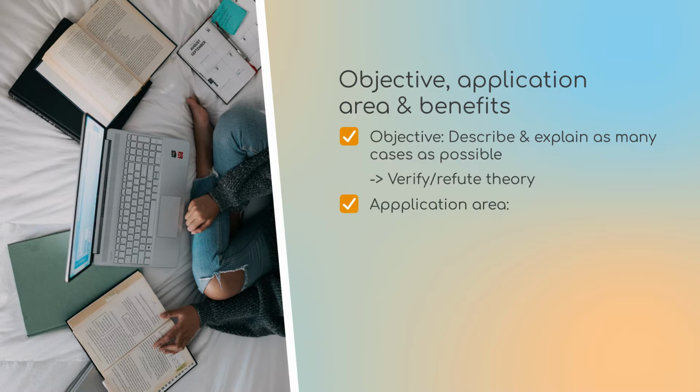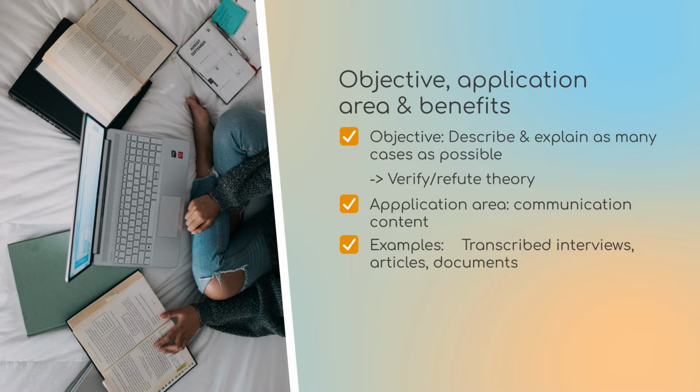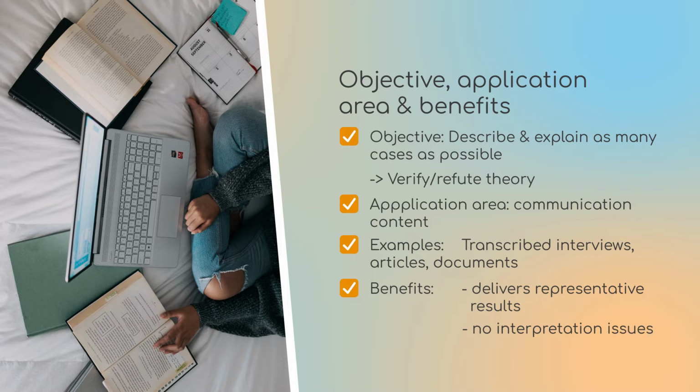Its application area covers any communication content, including texts in particular, but also audio and visual content. Examples of objects of quantitative content analysis are transcribed interviews, newspaper and magazine articles, documents, songs, television reports, research reports, or social media posts. The advantage of quantitative content analysis is that a large amount of content can be examined, and in this way representative results can be delivered. In addition, quantitative content analysis does not present any difficulties with regard to the interpretation of the data material, since the content to be analyzed is clearly defined in advance.